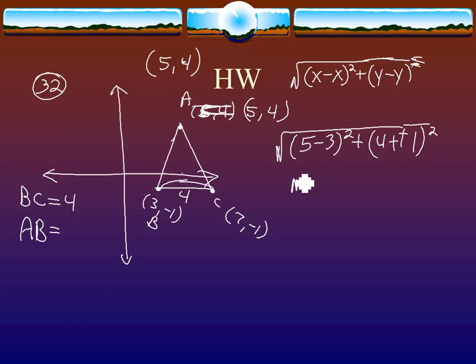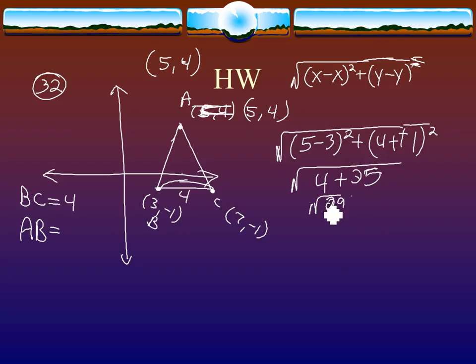I'm gonna try to do a couple of these steps all as one. That's 2, 2 squared, 4. Jordan, does that make any sense? 4 plus 1, 5. 5 squared, 25. What's 4 plus 25? 29.